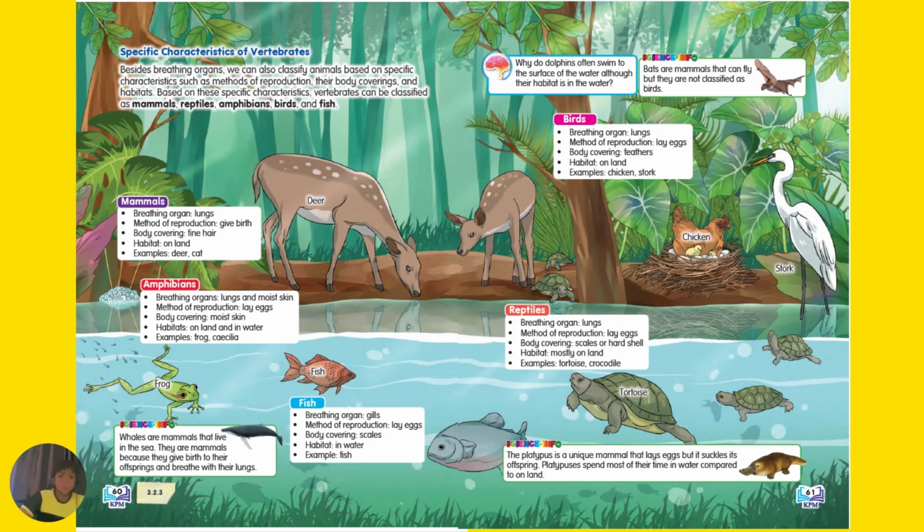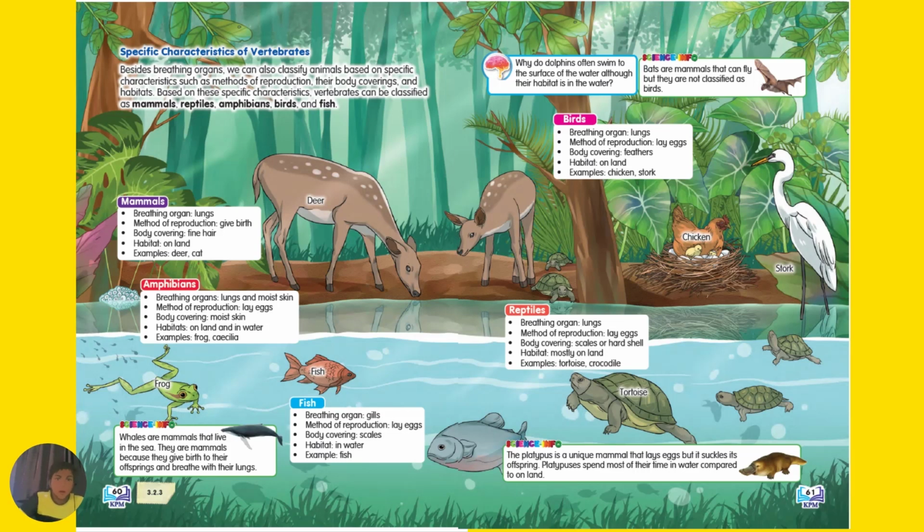Nombor dua, adakah biawak itu merupakan satu amphibian? Sebab biawak itu hidup dalam air pun boleh, kat darat pun boleh. Tolong find out. Okay, number 3, we are going to discuss about the fish.